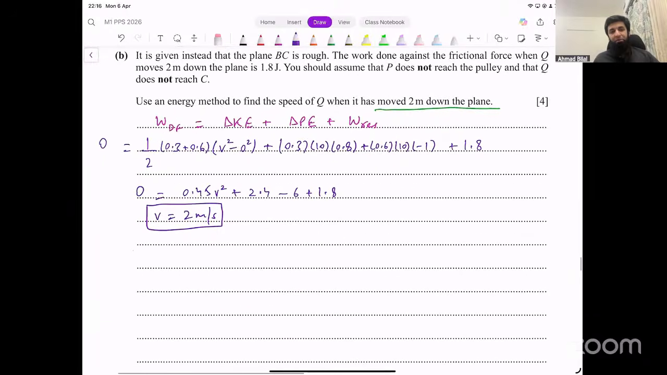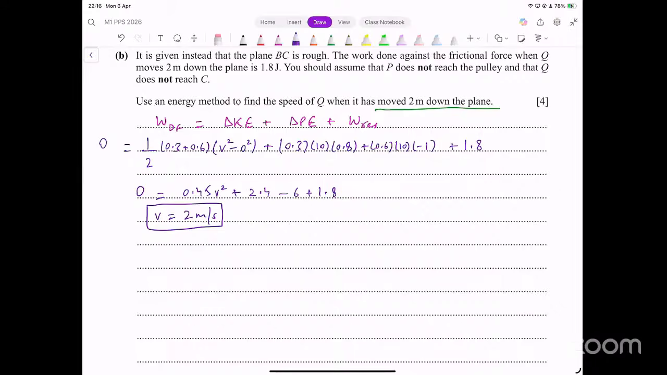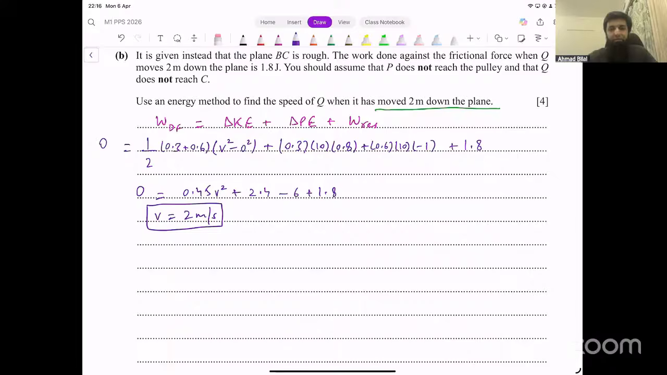Now, this is something that happens very often in recent papers. You'll have two inclined planes, different angles. The change in height for both of them is going to be different. And how do you find that change in height? Using trigonometry length. Okay? Any issues with this?